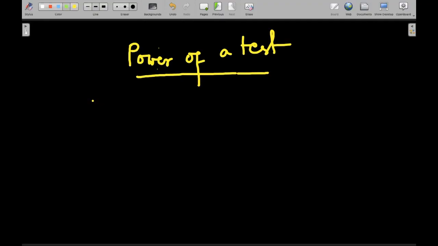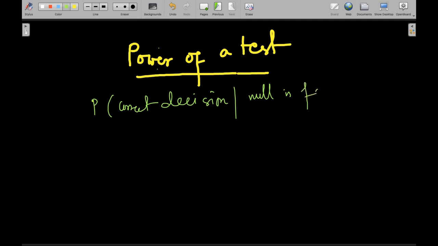In this lecture, we will cover the concept of power of a test. Power of a test is a concept that is very important when it comes to hypothesis testing, where we need to decide whether to accept or reject the null hypothesis. Power of a test could be conceived as the probability of making a correct decision when your null is false.